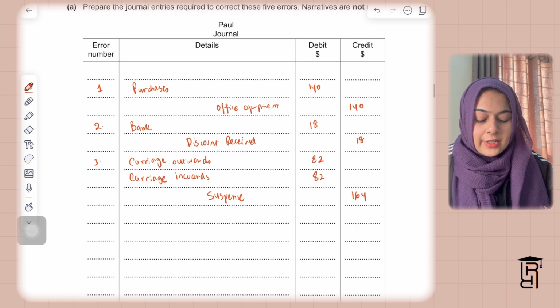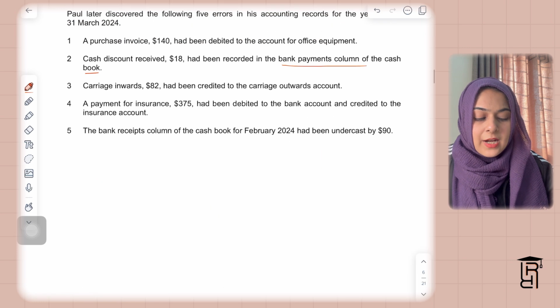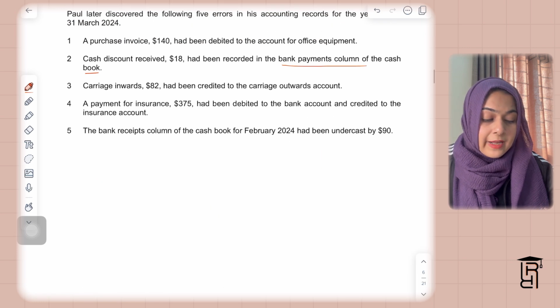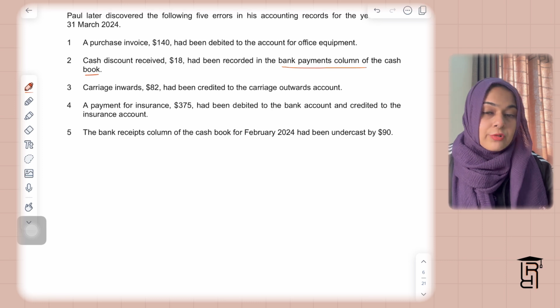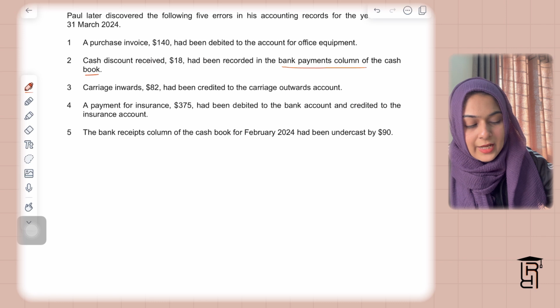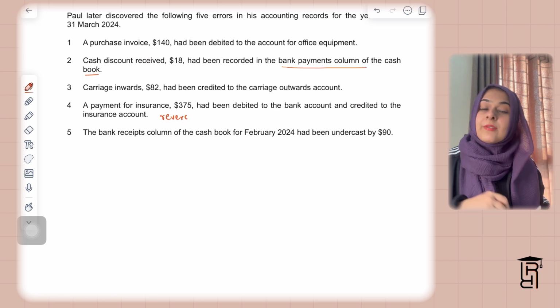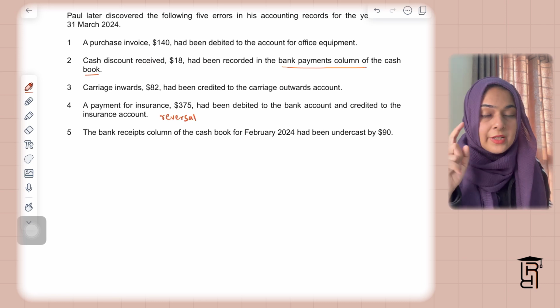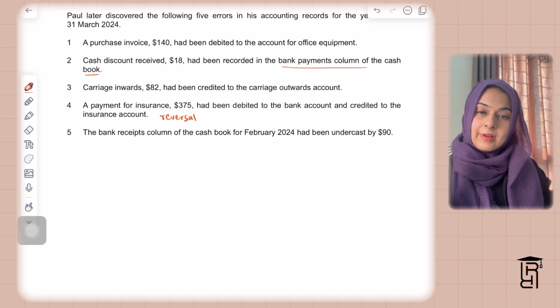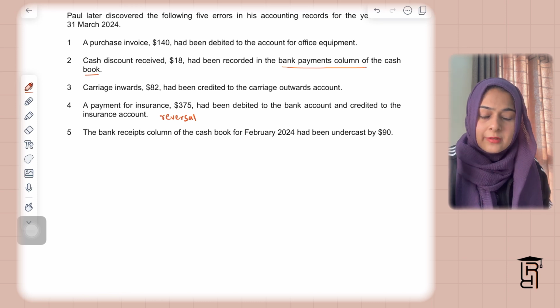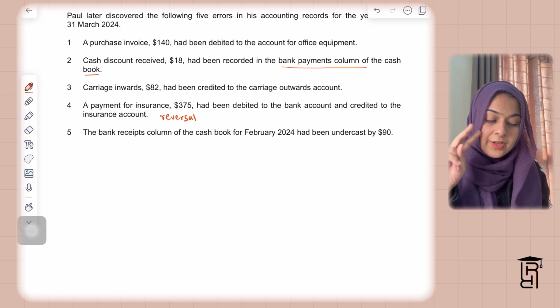Now error correction number 4. A payment for insurance of 375 had been debited to the bank account and credited to the insurance account. This is an error of reversal, because whenever you are paying insurance, the double entry is: debit the insurance account, credit the bank account.